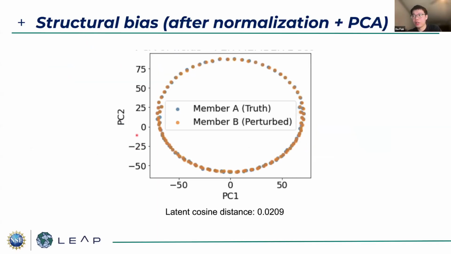And what does it mean in the latent space? We apply principal components to the normalized fields, and here are the representations of member A and member B in the latent space. And we found in the latent space, these two members are almost the same. It's consistent with a very low cosine distance in the latent space. So that means when we add the structural bias to the model, that doesn't change the representation in latent space significantly.